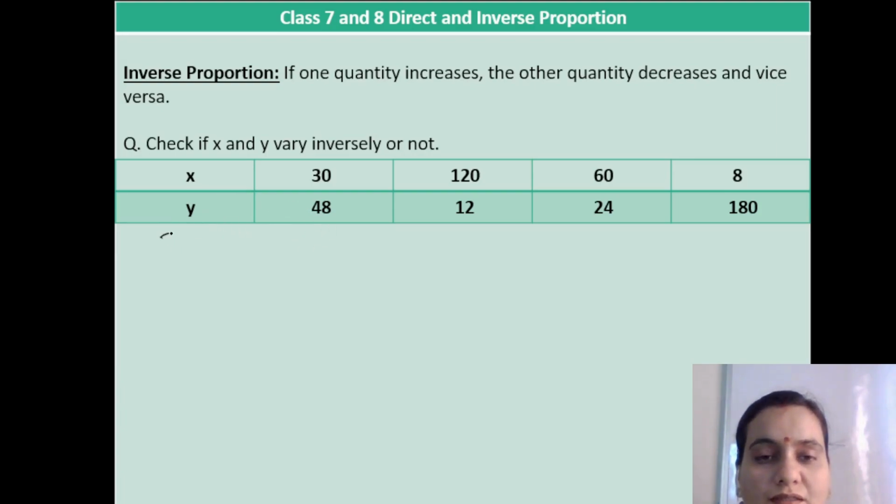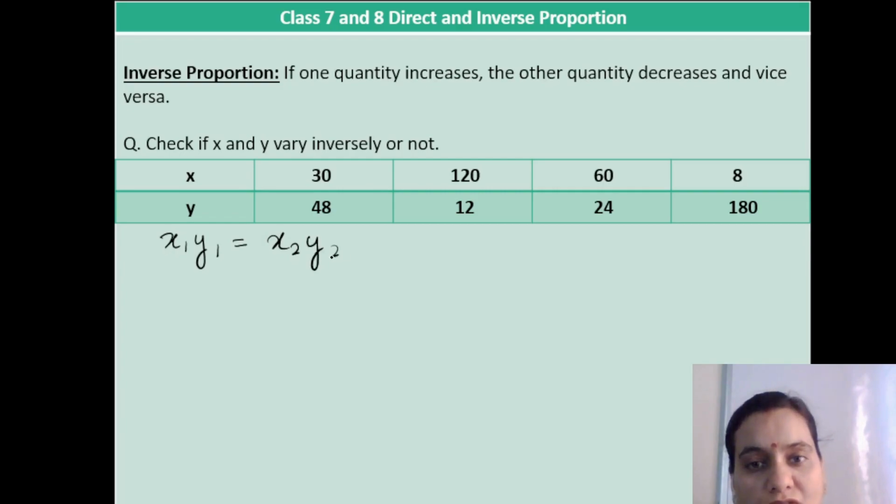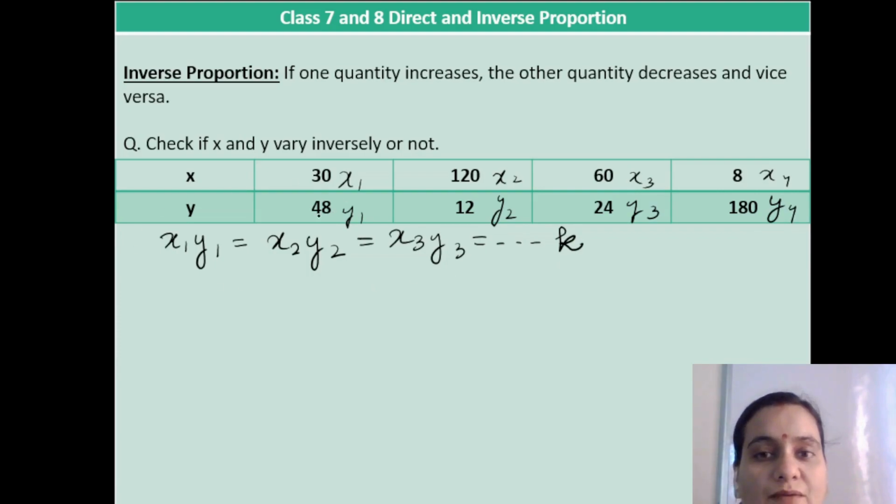So what did we learn? That x1, y1, the values of the two entities, if we try to find their product, it should be equal to x2 y2. As the values of x and y vary, and we try to find their product, all of these will always remain constant. So x1 y1 product should be equal to x2 y2, and equal to x3 into y3 and x4 into y4. If all of these lead us to the same number, then definitely x and y vary inversely.